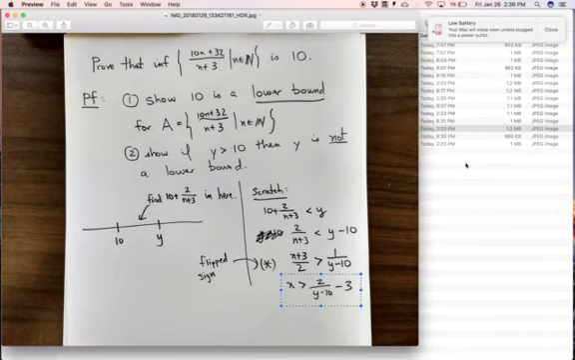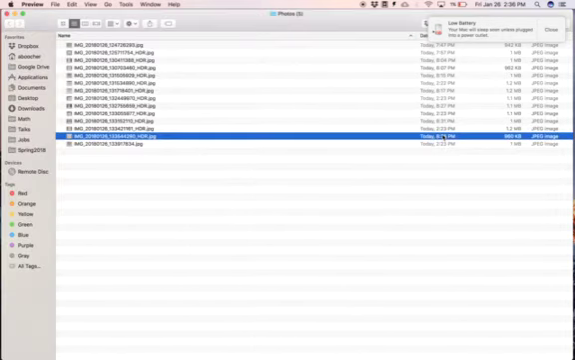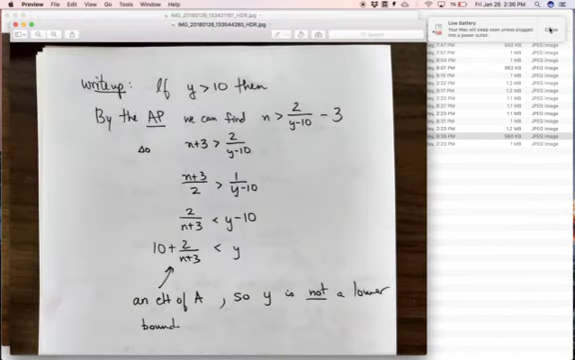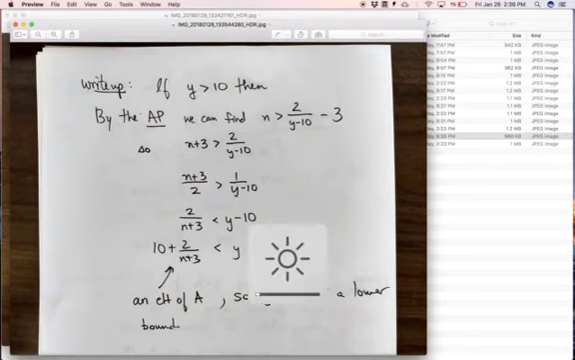So this is a good point to pause the video. My battery is dying, so I'm going to finish quickly. The only thing left is to write up the end of the proof. We start with the Archimedean principle by finding an n so that n is greater than 2 over y minus 10. And at the end, we've found an element that's less than y, so y isn't a lower bound.